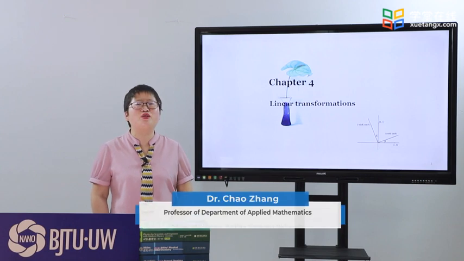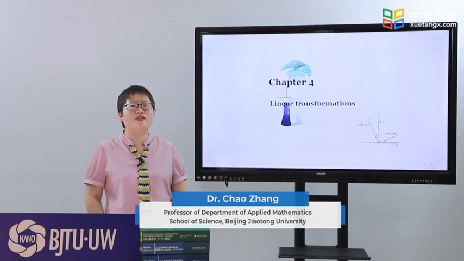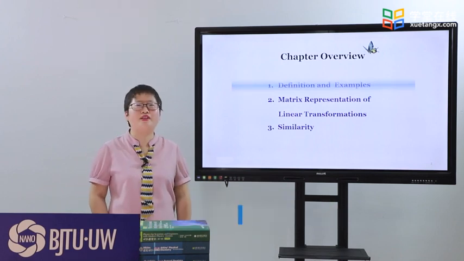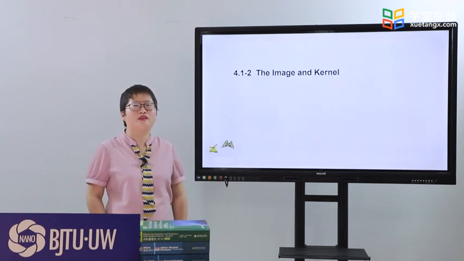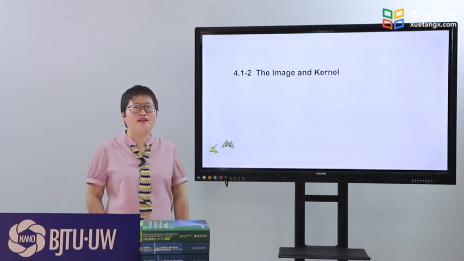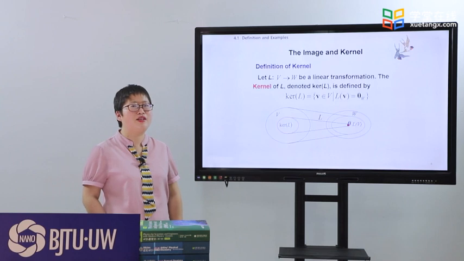Okay, we continue to learn Chapter 4, Linear Transformations. Section 1, Definition and Examples. Part 2, now we learn the image and kernel of the linear transformation.